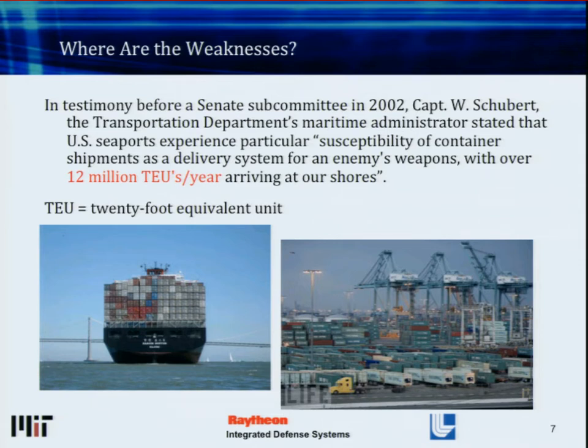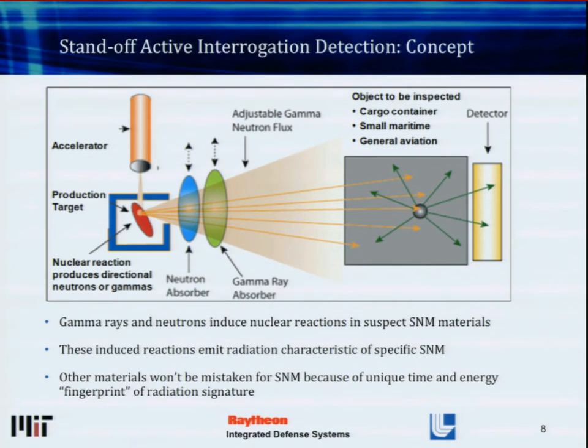So one of the objectives is to detect the material before it reaches the shores. As I already mentioned, passive detection is not really adequate when you're trying to detect material that's 100 meters away, so you have to go active. What is active interrogation? Well, you have to have at least two things. A source of radiation, usually an accelerator that emits gammas or neutrons. And it doesn't really make much difference which one you use.